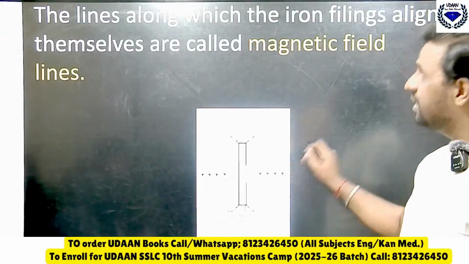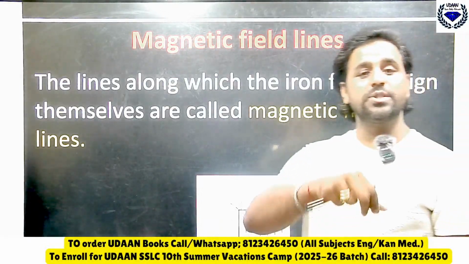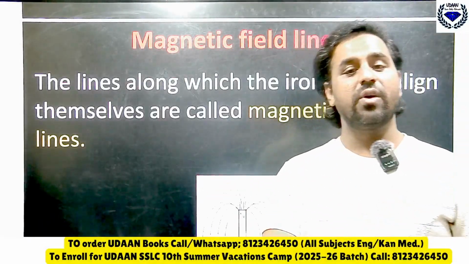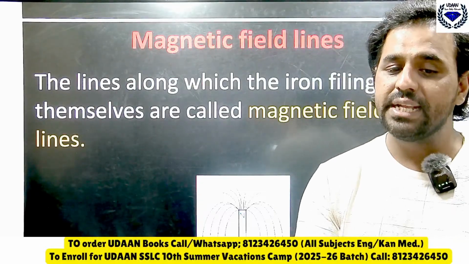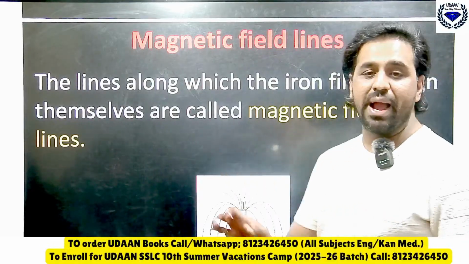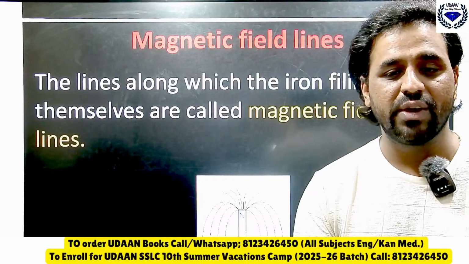Then what are magnetic field lines? You can see here the lines along which the iron filings align themselves. So when you put the iron filings and they align themselves, at that time what do we call it? What will you say? Those are called magnetic field lines. Okay, I hope you people are connecting, everyone. I hope everyone is understanding.